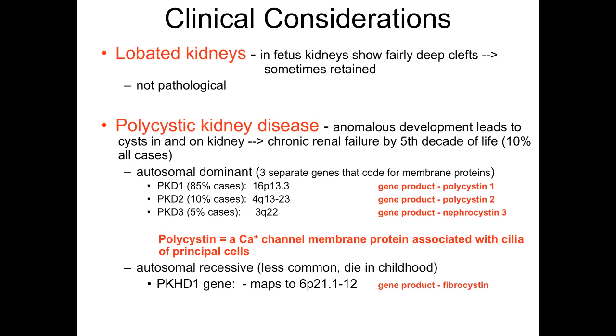The autosomal recessive form of polycystic kidney disease is less common, and it's actually more severe; many of the children that have this die in childhood. The gene maps to chromosome 6. The gene product is fibrocystin. The gene itself is a polycystic kidney and hepatocyte disease gene. And fibrocystin is a membrane protein thought to relate to cell interactions and cell signaling, among other things.